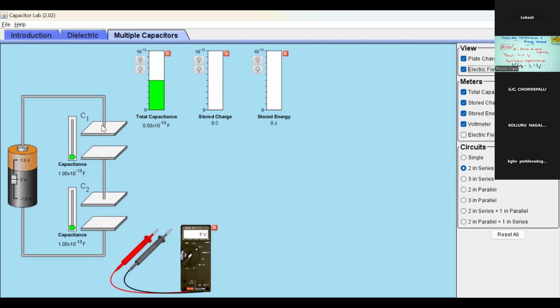In the first capacitor, the value of capacitance C1 is 1 farad. Here you can see 1 into 10 power minus 13 farad. And here also, C2 is 1 into 10 power minus 13 farad.